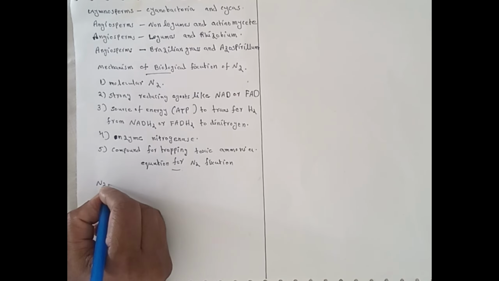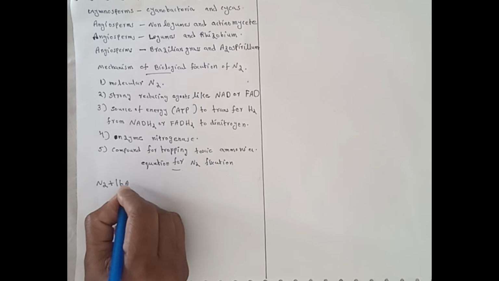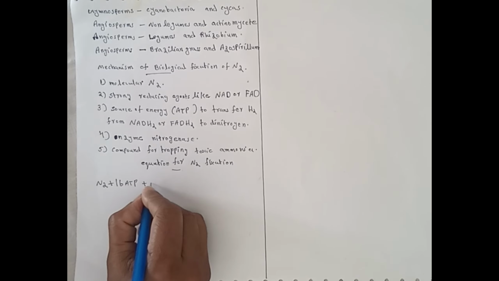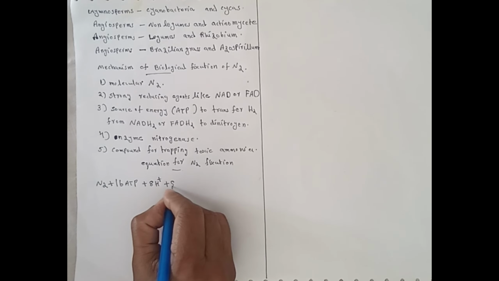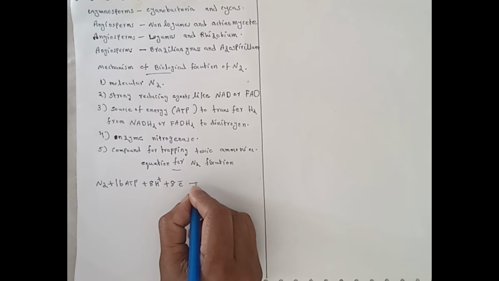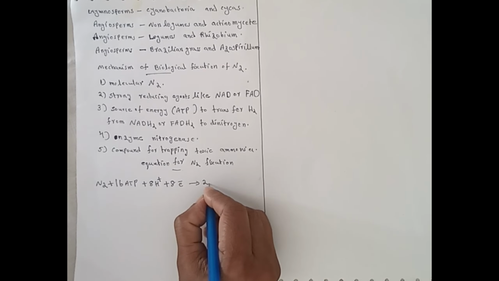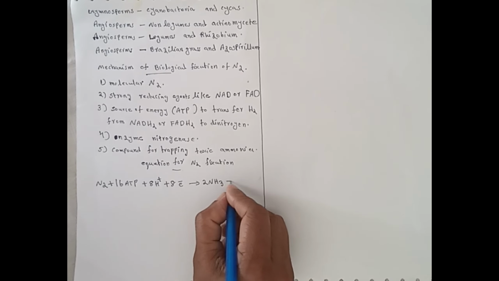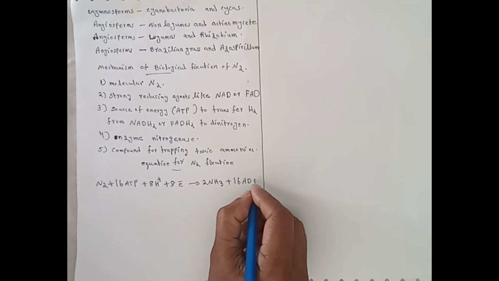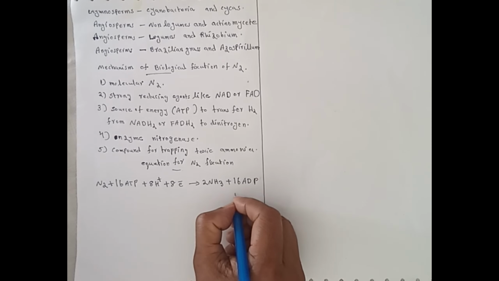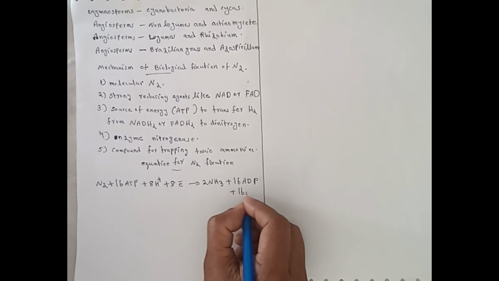N2 plus 16 ATP plus 8 hydrogen ions plus 8 electrons converts to 2 NH3 plus 16 ADP, adenosine diphosphate, since ATP is converted to ADP, plus 16 Pi. This is the general equation for N2 fixation.